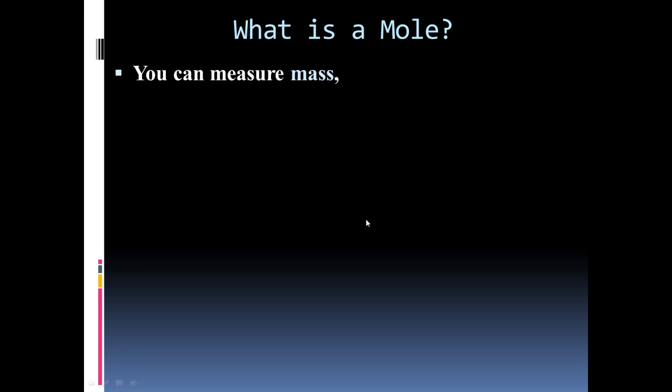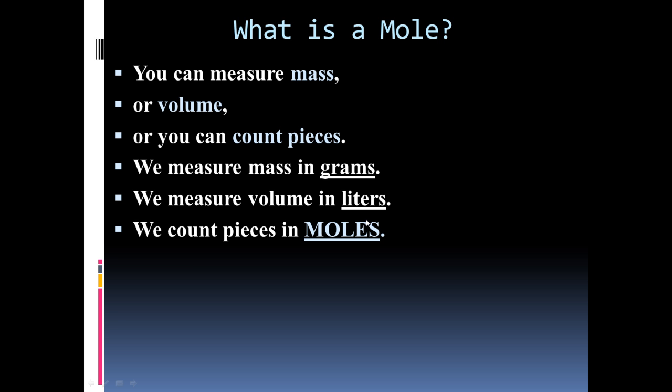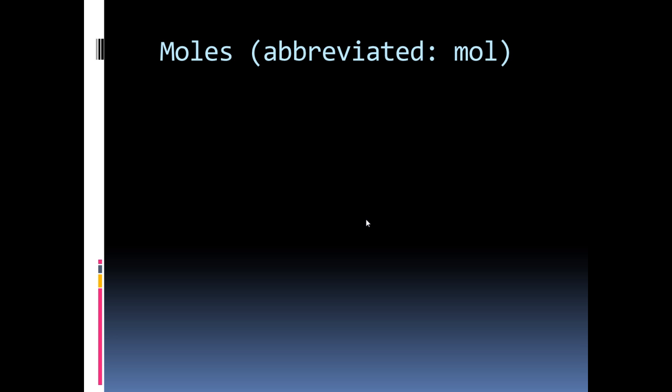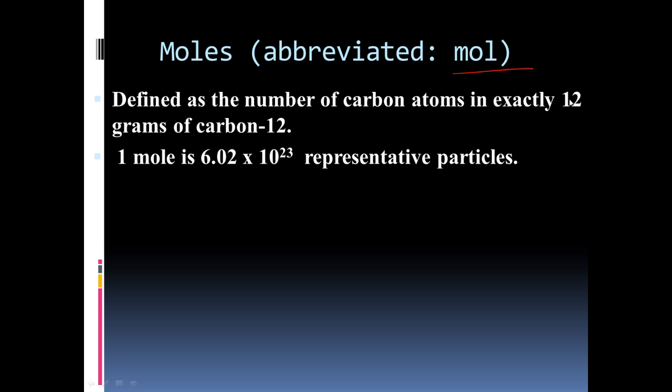So up until this point, we've looked at measuring mass, we've looked at measuring volume, but the other way we can measure things is by counting pieces or counting particles. We can measure the mass in grams, the volume in liters, but the way we count pieces is in moles. So moles, abbreviated as mol, is defined as the number of carbon atoms in exactly 12 grams of carbon-12. A mole is 6.02 times 10 to the 23rd representative particles.